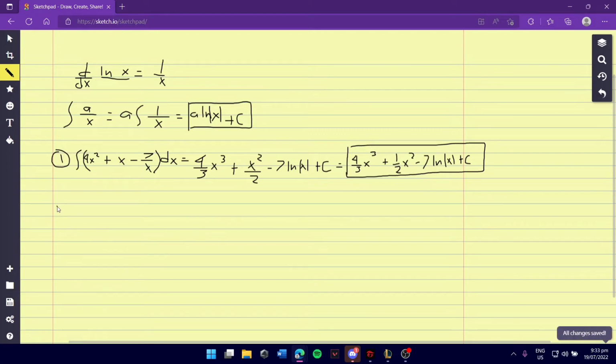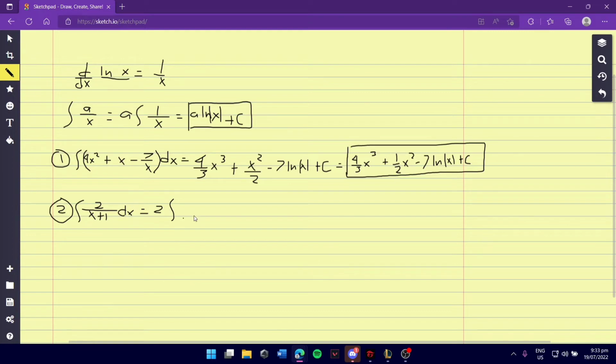So next, for example number 2, we have the integral of 2 over x plus 1 times dx. So again, we will take out our constant, which is 2.